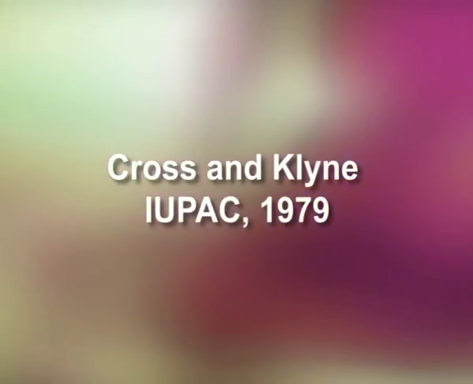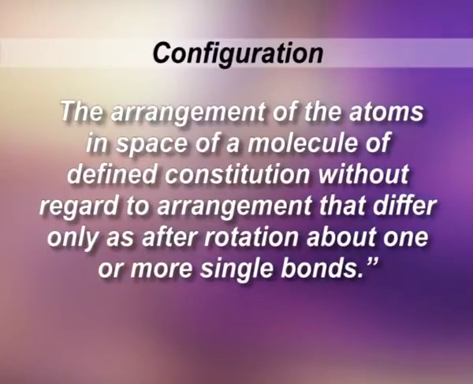Configuration has been defined by Cross and Klyne way back in 1976, IUPAC 1979, as the arrangement of the atoms in space of the molecule of defined constitution, without regard to arrangements that differ only as after rotation about one or more single bonds. Do you know the difference between single, double and triple bonds? I hope you know. Unsaturation means if unsaturation is there, there will be double bonds. But we are here only discussing single bonds.